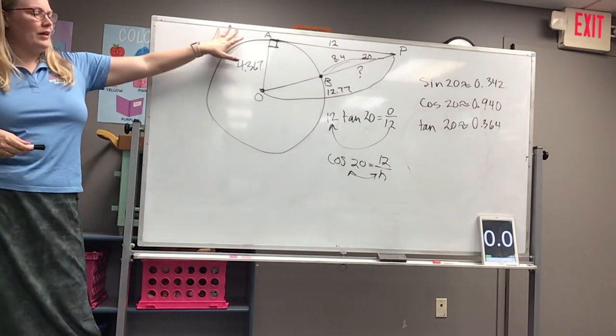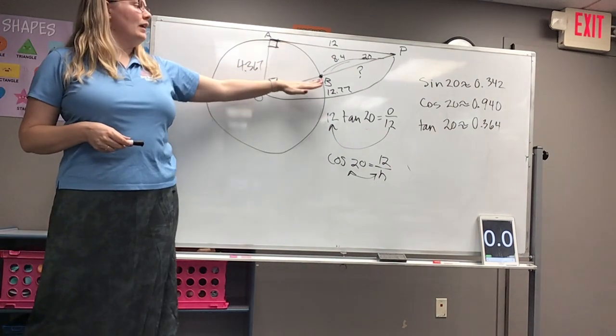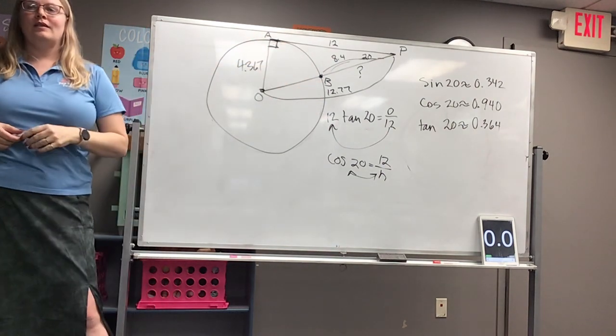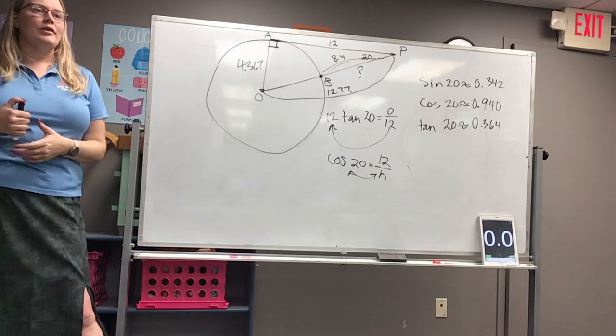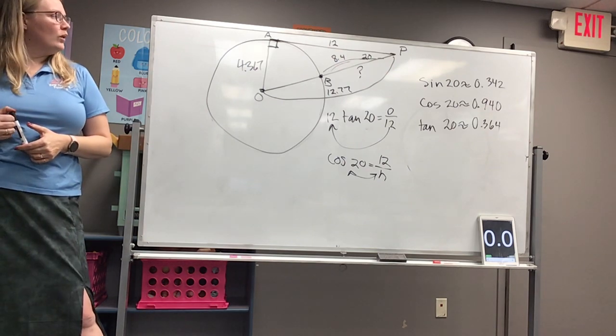So the circle has very little to do with it until the end, knowing that this radius is the same on both lengths. Other than that, it's a fairly straightforward trig problem.